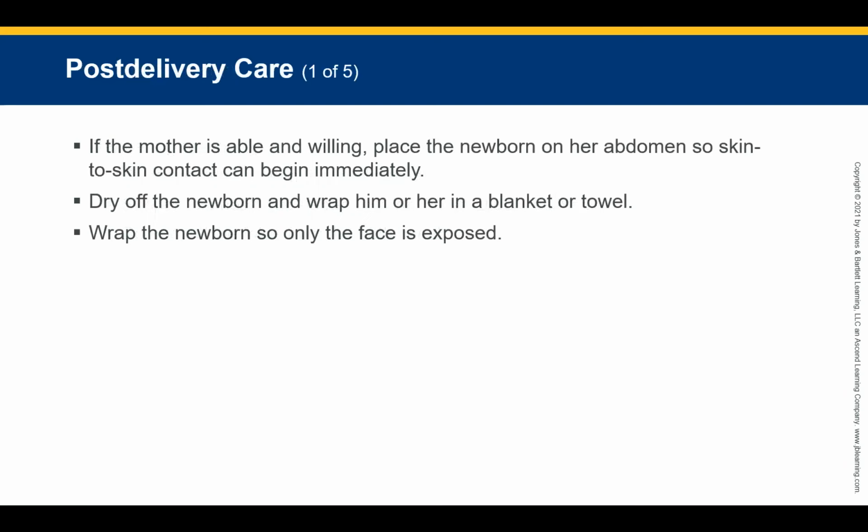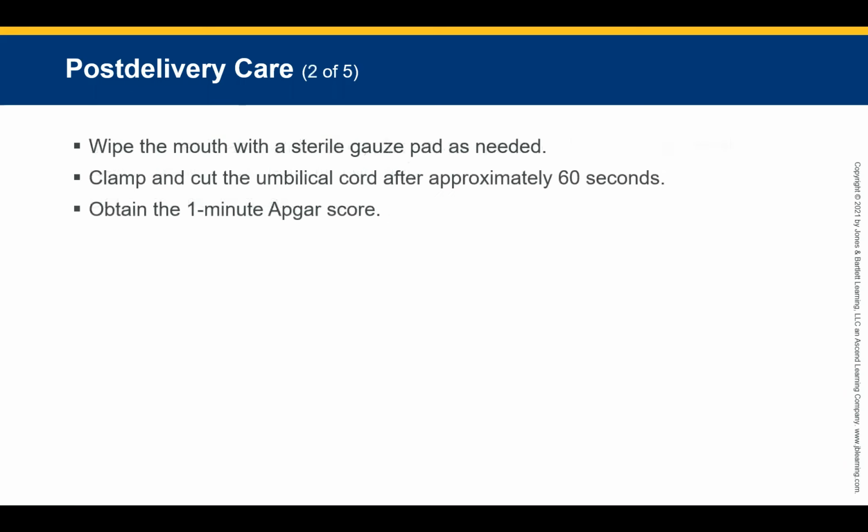Post-delivery. If the mother is able and willing, hand the newborn to her and place the newborn on her abdomen for skin-to-skin contact to begin immediately. Dry the newborn off and wrap him or her in a warm blanket or towel. Wrap the newborn in a clean blanket or towel to maintain warmth. Ensure that the top of the head is covered. Keep the neck of the newborn in a neutral position. Wipe the newborn's mouth with a sterile gauze pad as needed.